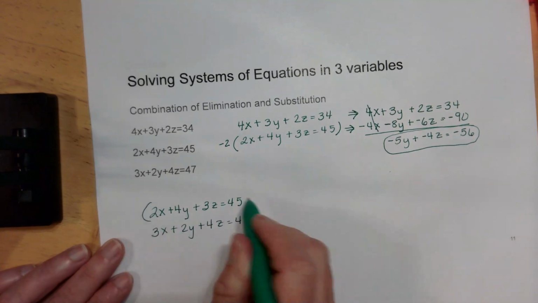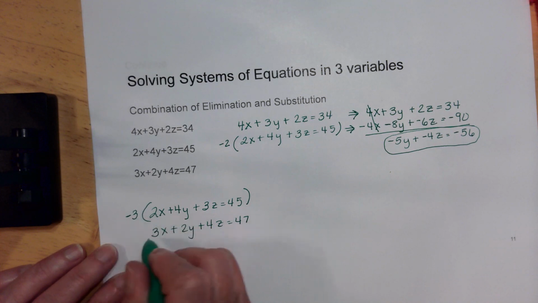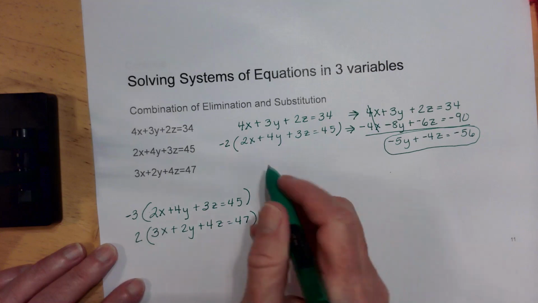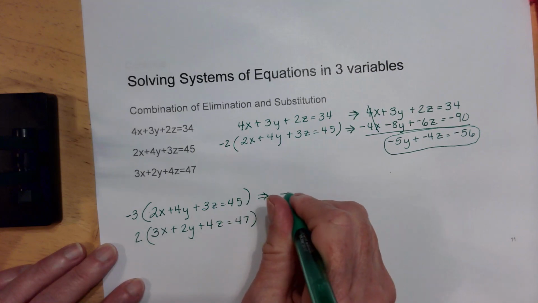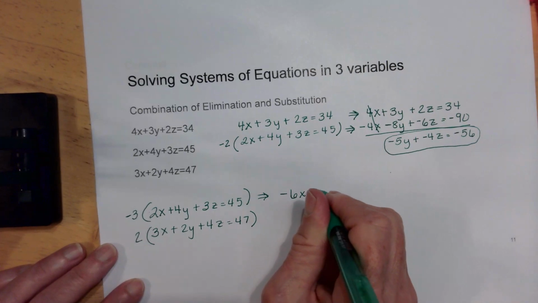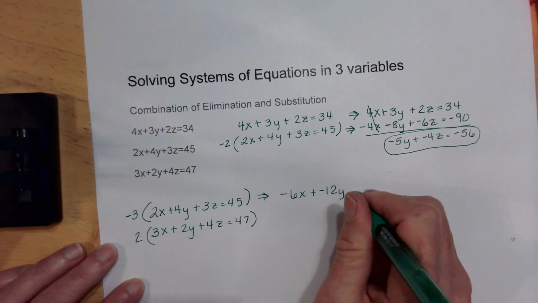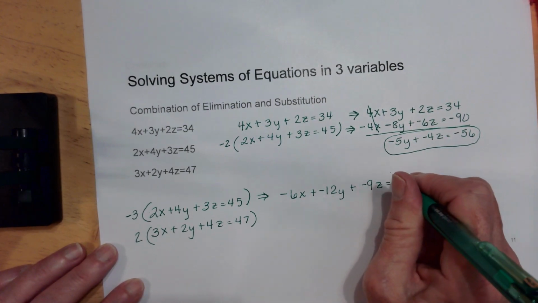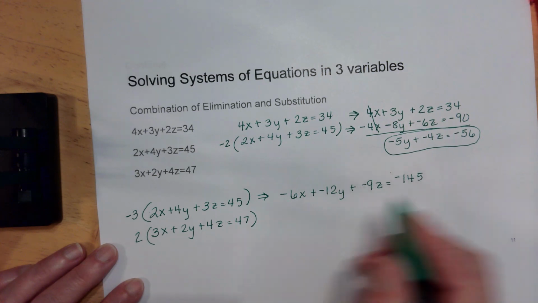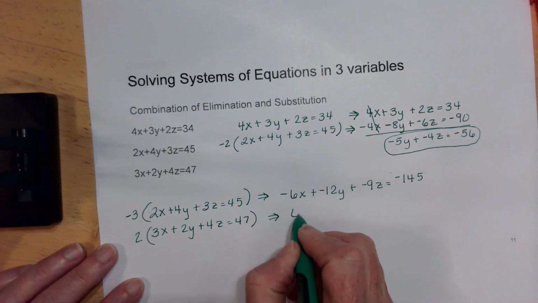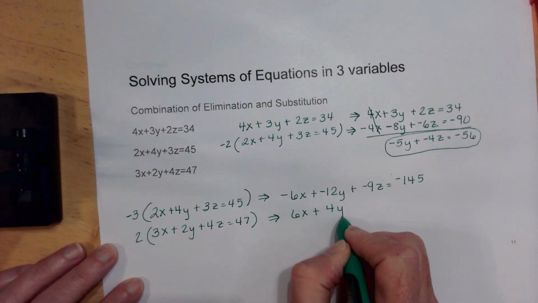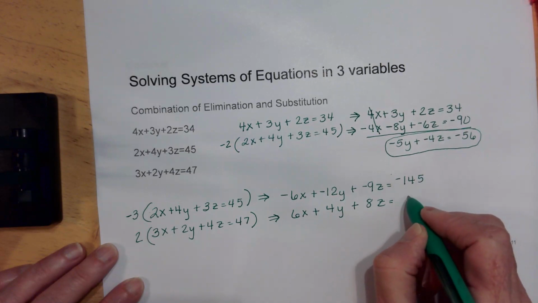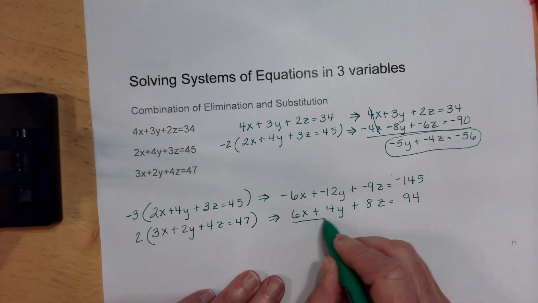And I'm going to multiply this top one by a negative 3, and I'll multiply the bottom one by 2 so that I can have a negative 6 and a positive 6. So this is going to give me a negative 6x plus a negative 12y plus a negative 9z equals a negative 145. Okay, and then I'm going to do 6x plus 4y plus 8z equals 94. And then I'm going to add those together.